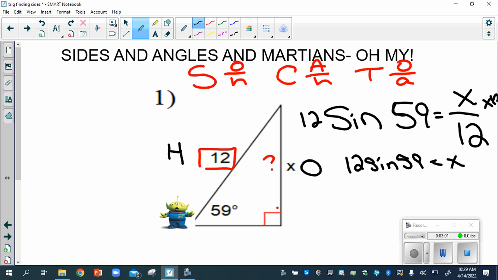Are you ready? Let's get that bad boy going. Now, if you've got a crappy calculator, if you're using one of my crappy calculators, you're going to have to go 59 sine and then times 12. But if you've got a decent calculator, like I'm going to go 12 sine 59, enter. And I want you to share with your neighbor what your calculator has told you the answer is.